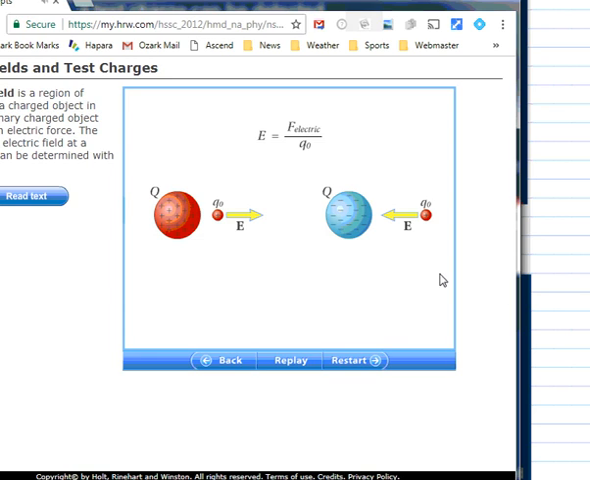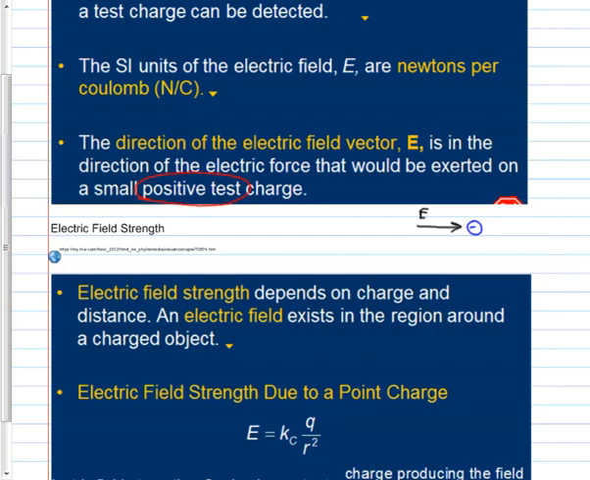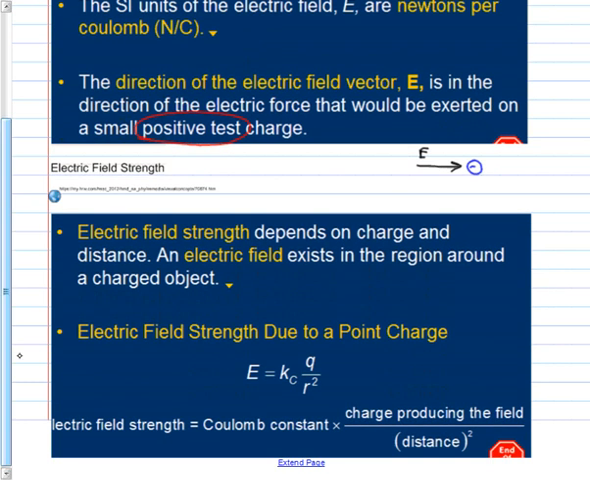And since the test charge is positive, it's the direction that a positive charge would move. So the electric field is going away from that positive Q, and it's going towards this negative Q. Electric field strength depends on the distance you are away. Should be fairly obvious. If I have in my left hand here my charge, and here's my test charge in my right hand, if I get farther away, what do you think the force is going to be on it? Weaker. Less.